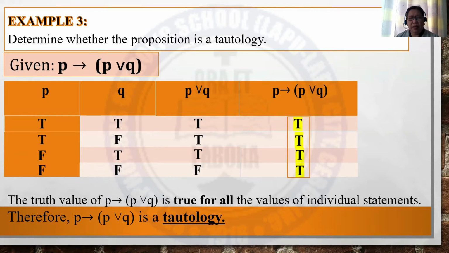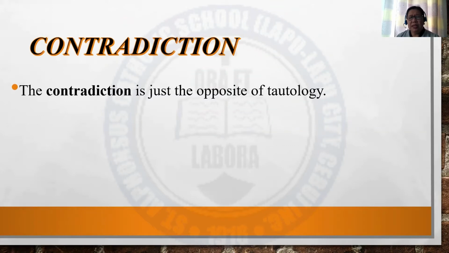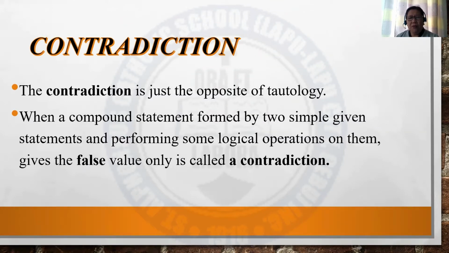So to identify whether a proposition is a tautology, all the values of the individual statements should be all true. Next, let us have now the contradiction. The contradiction is just the opposite of tautology. When a compound statement formed by two simple given statements and performing some logical operations on them gives the false value only, then it is called a contradiction.